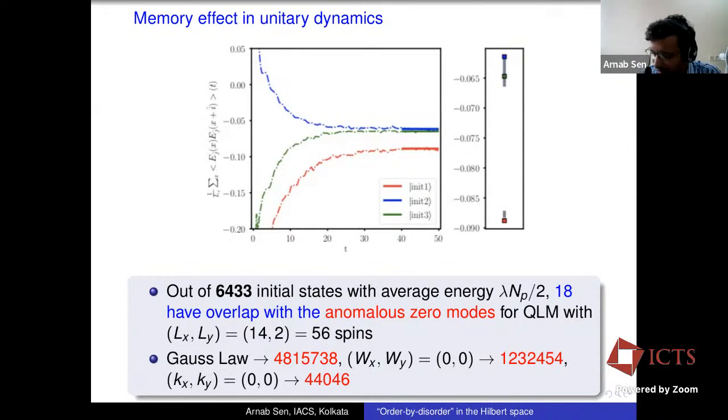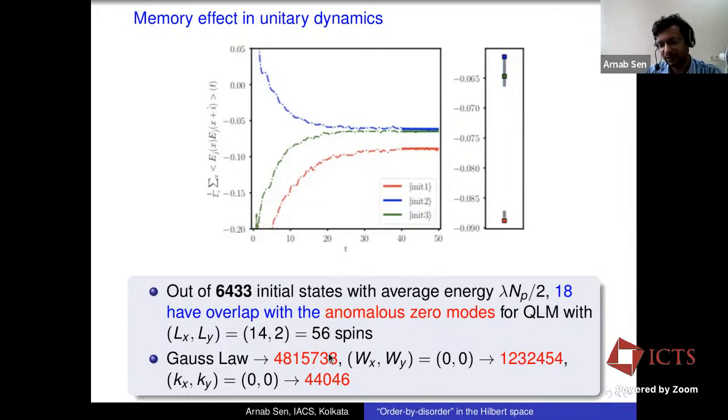And just to give some numbers, this calculation was done using exact diagonalization. So of course, there's a constrained Hilbert space. So the number of states here is lower than 2 raised to the power 56. So if you implement this Gauss's law of 2 in, 2 out, the number of states is this.